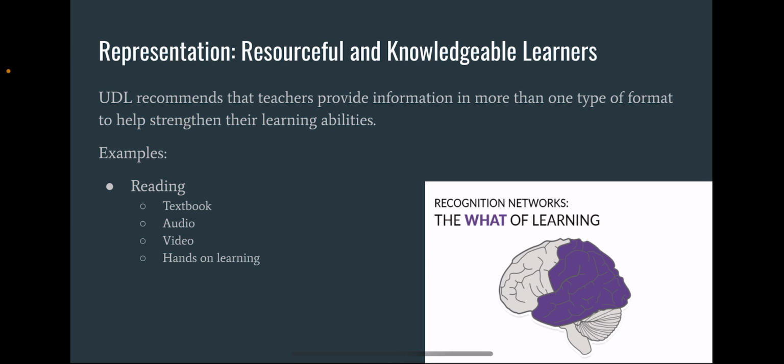Representation: resourceful and knowledgeable learners. UDL recommends that teachers provide information in more than one type of format to help strengthen their learning abilities. Some examples are, instead of just giving a reading assignment, you can offer different ways to do that assignment, such as giving a textbook, having the students listen to audio, having them watch a video, doing hands-on learning. This way, all students are able to learn in the best way for them.